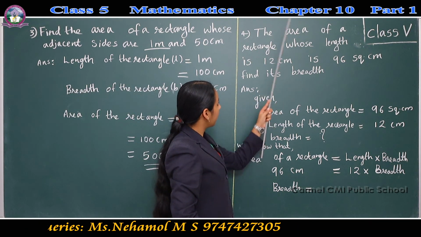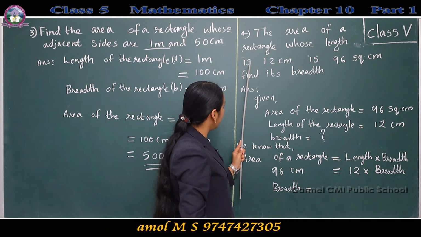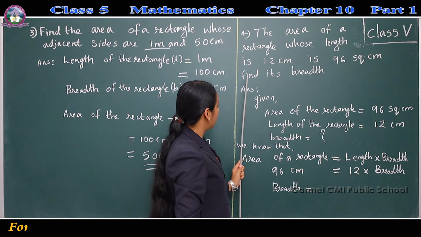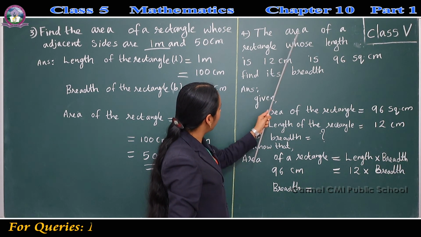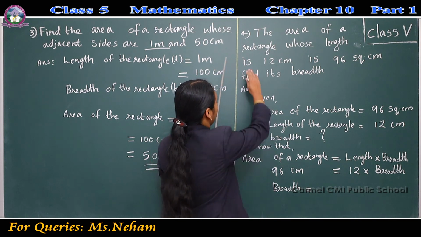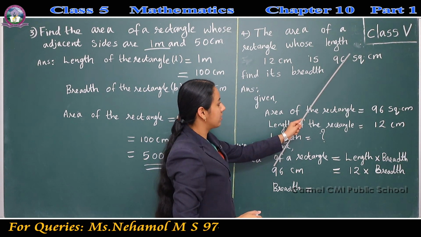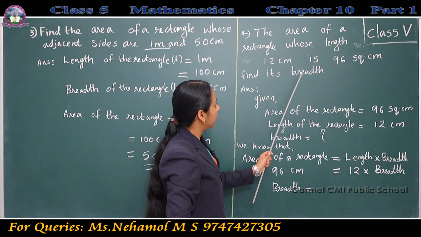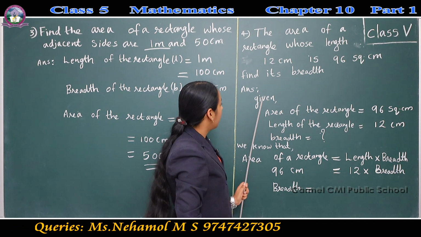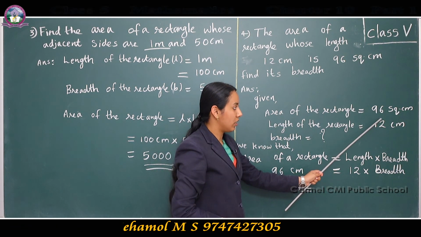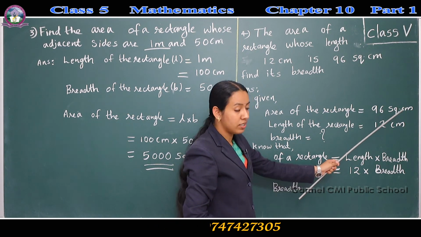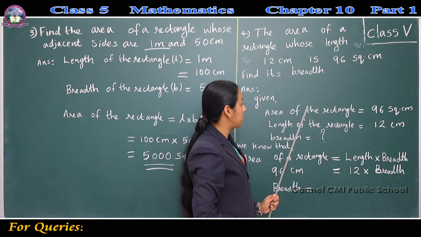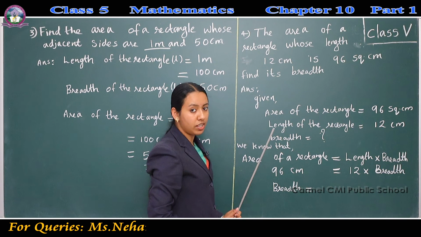Next question. The area of a rectangle whose length is 12 centimeter is 96 square centimeter. Find its breadth. Area is given, then length is also given. We have to find breadth. Given area of the rectangle is equal to 96 square centimeter, then length of the rectangle is equal to 12 centimeter. We have to find breadth of the rectangle.